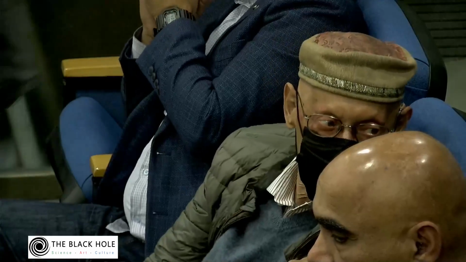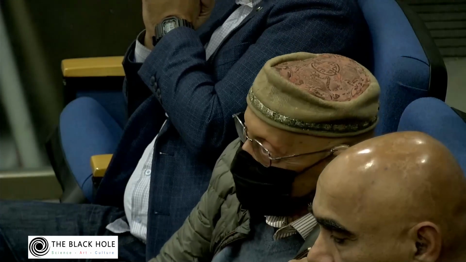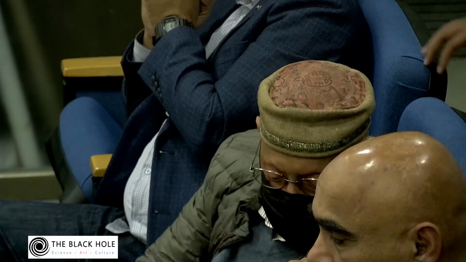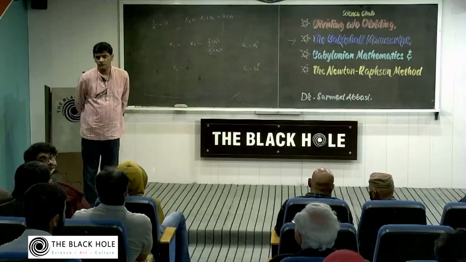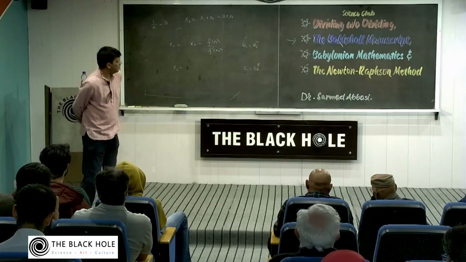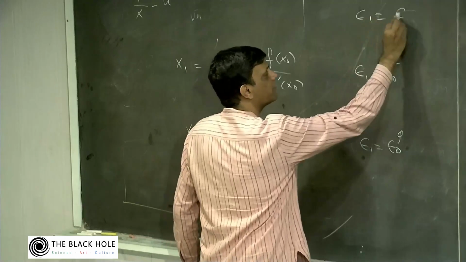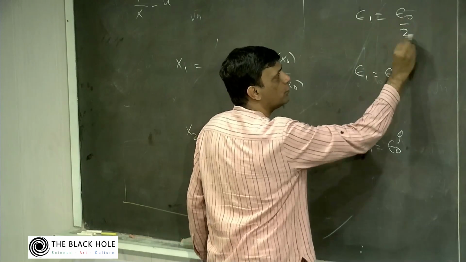This is the secant method, and the first one was the Newton-Raphson method. The third one is the bisection method. For the bisection method, all you can say is epsilon 1 is equal to epsilon naught over 2.